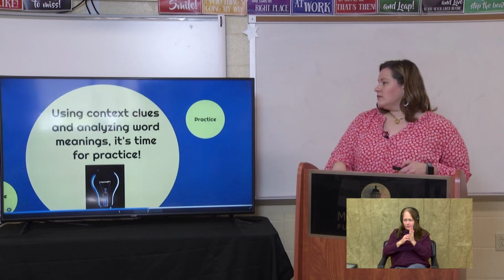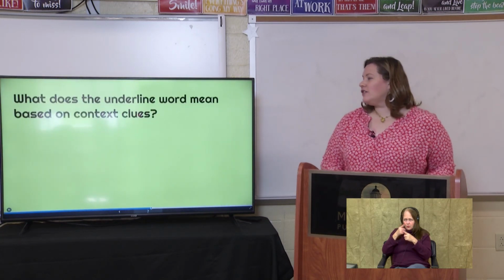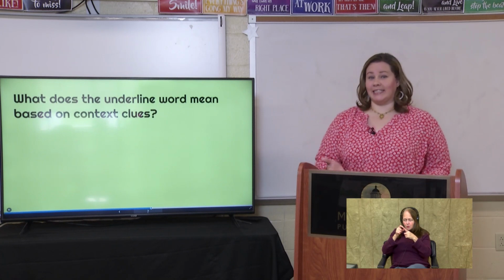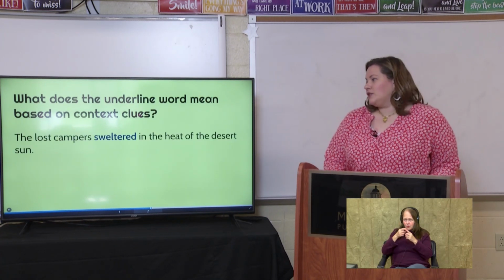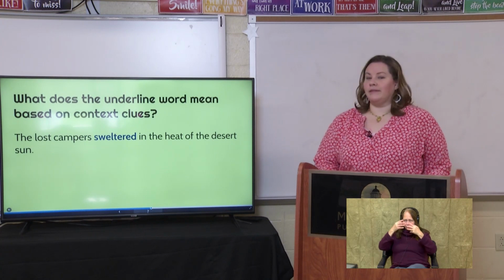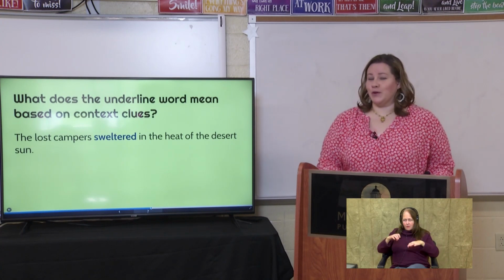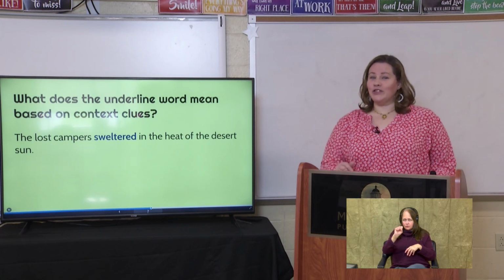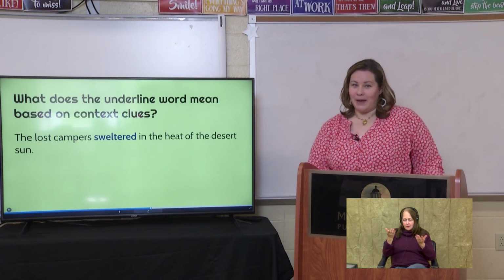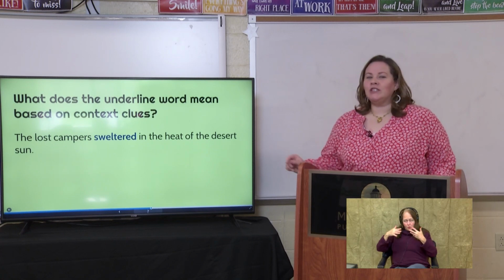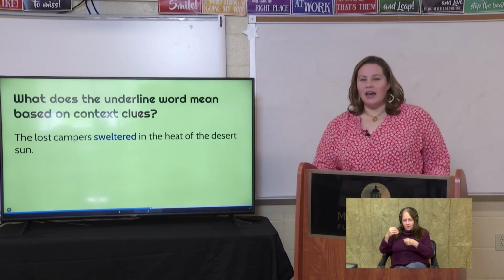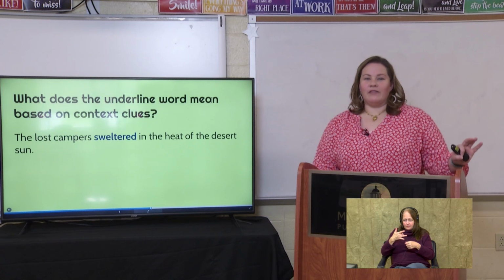So, first up, what does the underlined word mean based on context clues? First, we have: the lost campers sweltered in the heat of the desert sun. Now, you might not be familiar with what "sweltered" means, but I can assure you, living here in Mobile, Alabama in July and August, you know what sweltered means. It's when you walk outside and all of a sudden, you're begging for that AC.